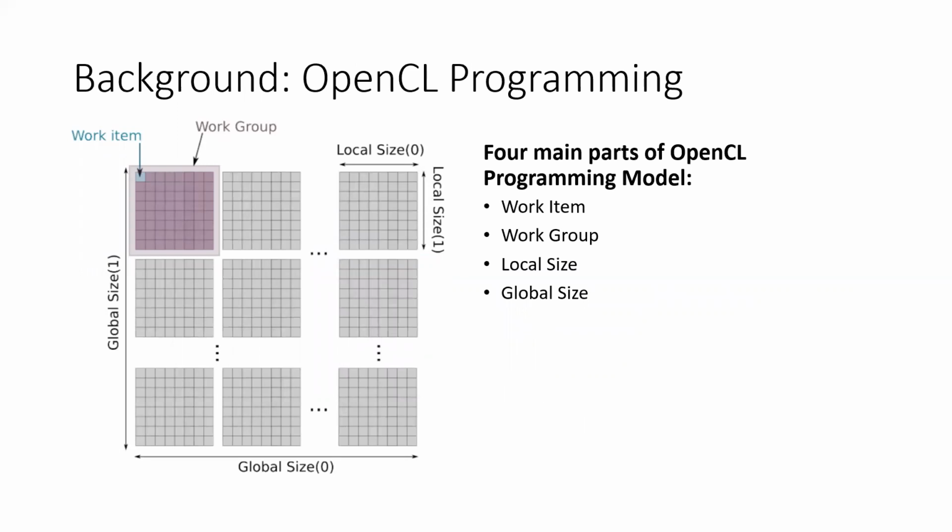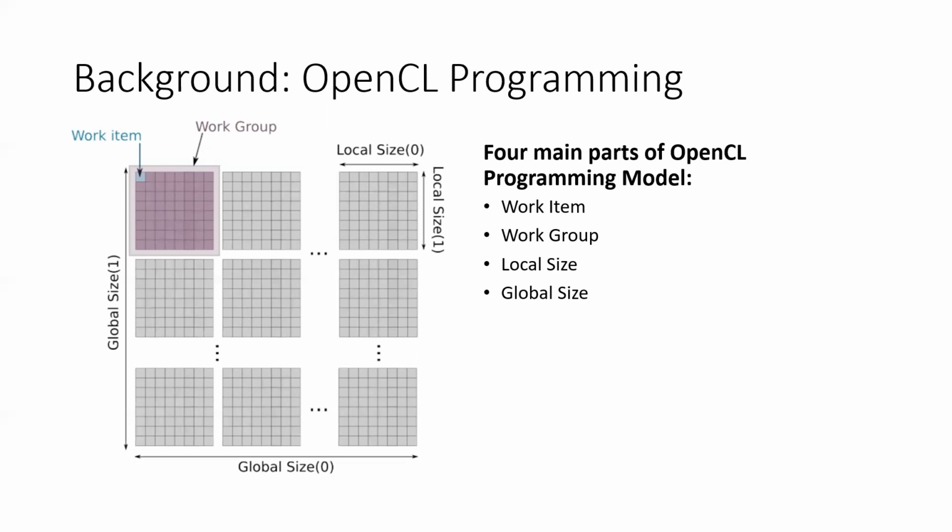Next, we shall look at the main parts of the OpenCL programming model. A work item is a thread that runs the kernel code. A work group is a set of work items that work in lockstep. The local size defines the number of work items in each work group, and the global size defines the total number of work items.